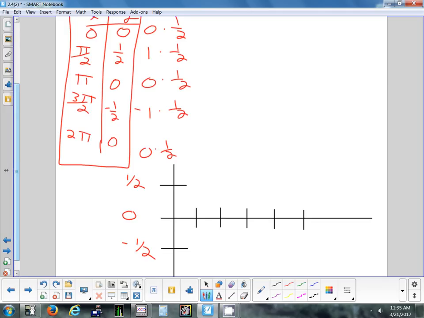Kelsey, for my x values, what am I going to put for those? 0, pi over 2, pi, 3 pi over 2, 2 pi. Yeah, you have to pick numbers that are equally spaced, and those are. They're all equally spaced by 90 degrees, or pi over 2 radians. So we got 0, 0. Pi over 2, up at a half. Pi, we're back at 0. 3 pi over 2, about right there, and then back to 0.